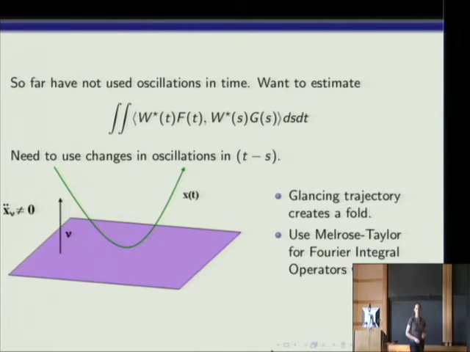However, in the curved case, there are useful oscillations in t minus s. And having this curve glancing against the hypersurface creates a fold in the canonical relation. So we use the Melrose-Taylor description of Fourier integral operators with folds. And that's for regularity of 1/6, and regularity as a general result always corresponds to growth results in terms of eigenfunctions. So we're able to apply a form of Melrose-Taylor to get this h to the minus 1/6.